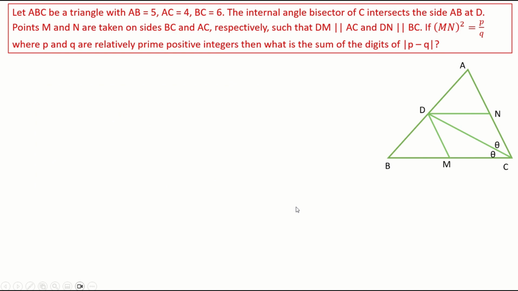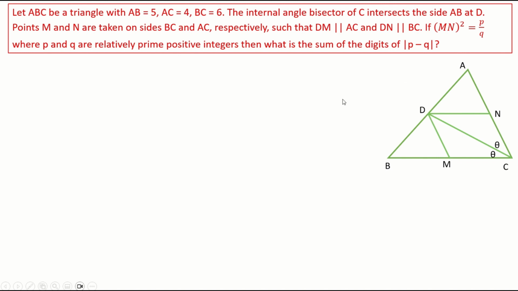Okay. Triangle ABC is given with the sides mentioned there. Then the internal angle bisector at C. The DC is the angle bisector. It meets AB. Then a line DN is drawn on AC. DN is parallel to BC and DM is parallel to AC.